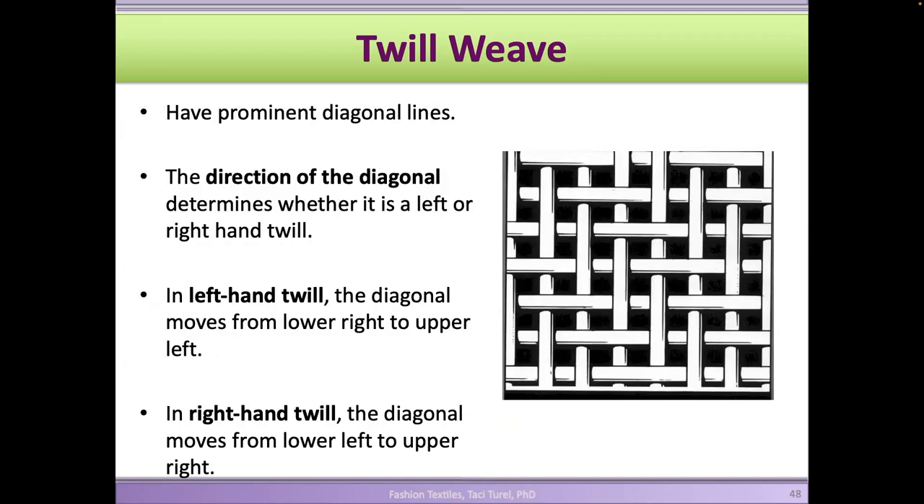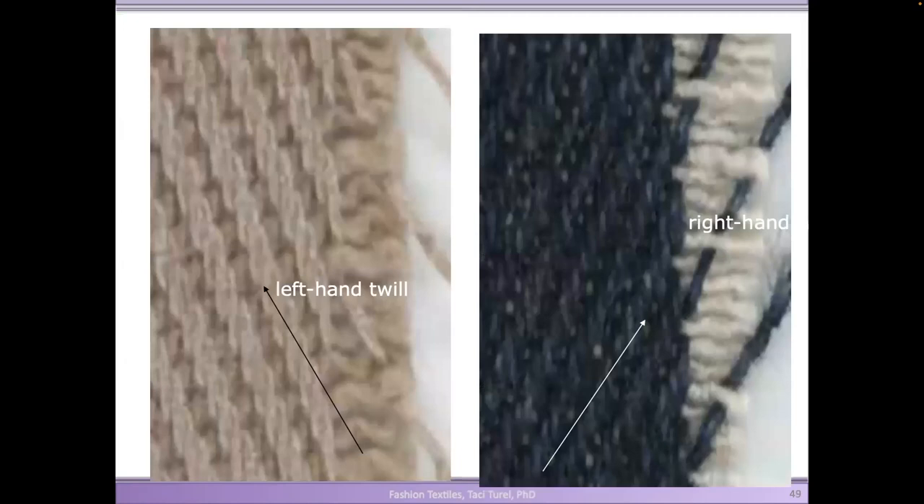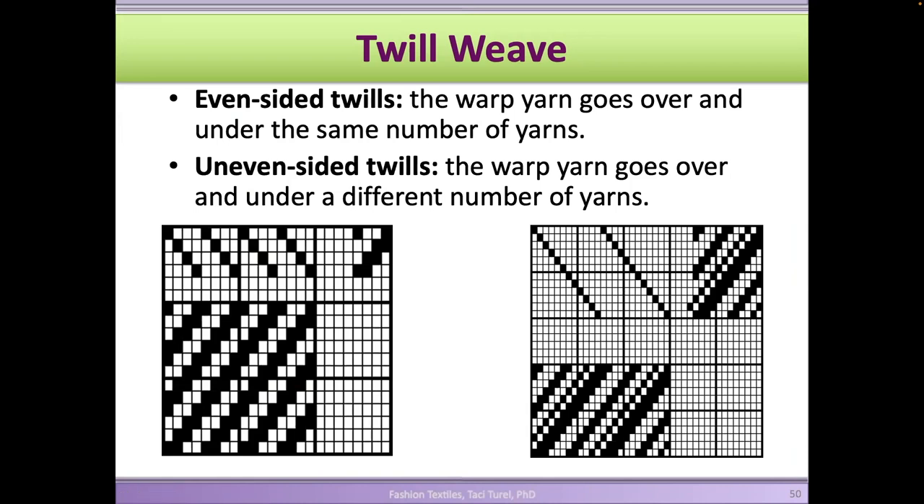If the direction goes in the left-hand side, we call it a left-hand twill. So here, for example, if it goes in this direction toward the right, then we call it a right-hand twill. If the warp yarn goes over and under the same number of yarns, we call it even-sided twills. If they are not going over and under the same number of yarns, then we call it an uneven-sided twill. So for example, in this case, you see two above, two under, two above, two under, and then they shift one, two above, two under kind of thing. This is an even-sided twill. In this case, you don't have a very even-sided twill because it goes two, three above, two, three under, two above, two under, one above, one under.